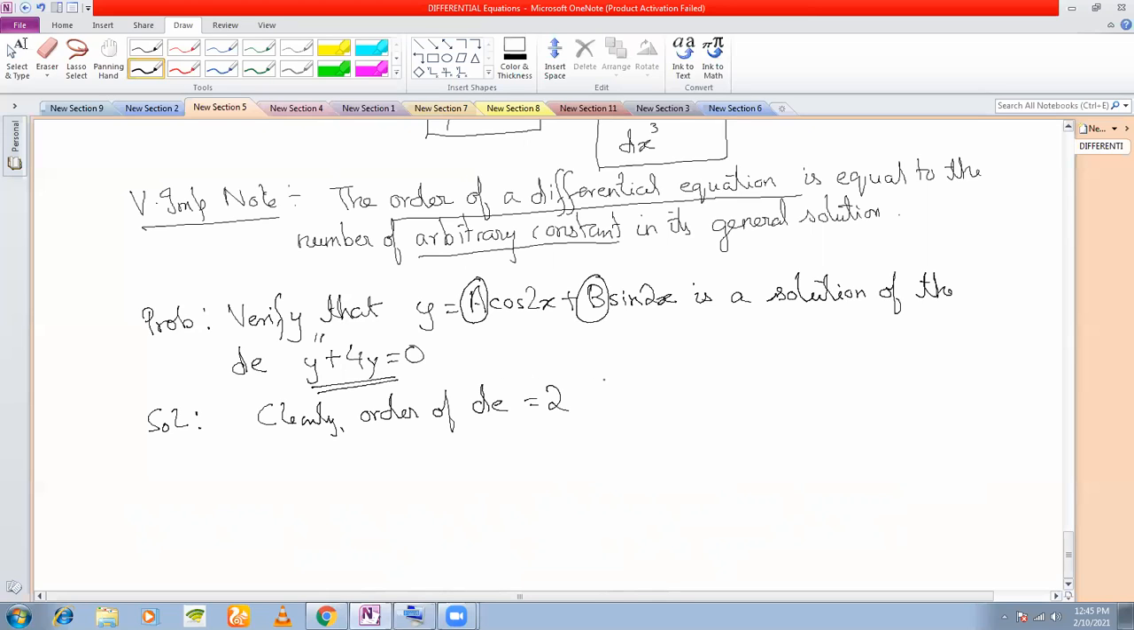So we have verified that the order is equal to the number of arbitrary constants. So we have verified that the solution is correct. This is just a small way of verifying whether the given solution is correct or not. Now we shall check whether this is the solution.